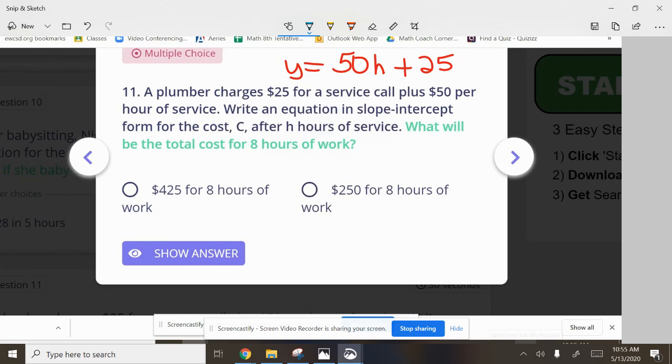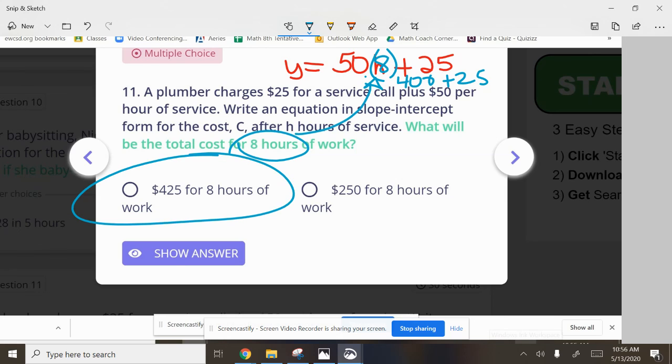Wow, it's a lot of hours. 8 hours of work. Where do I put the 8? Where the hours is, okay? I know 8 times 5 is 40. 8 times 50 is going to be 400. Plus the 25, just to get him out of the house, it's going to be $425. Do the best you can on the rest of this. You got this, okay? Take your time.